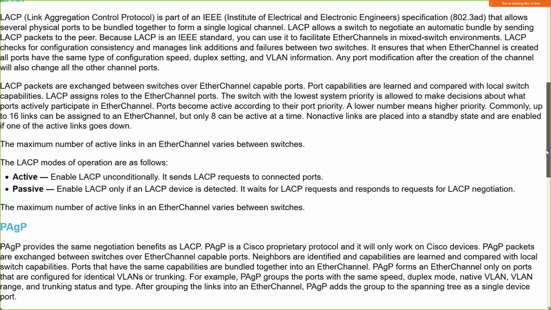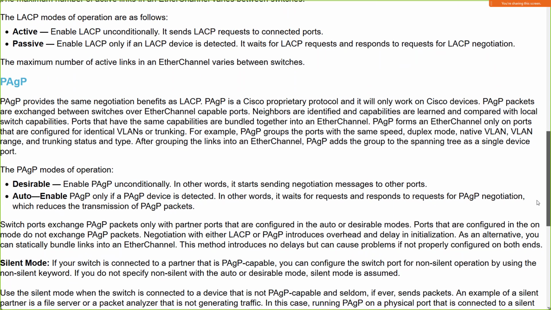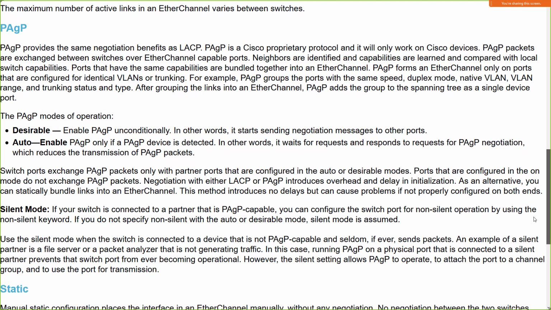With PAgP, that's Cisco proprietary. Again, two different modes in this particular case. Desirable, where we're actively negotiating the EtherChannel. Probably shouldn't use that word, but you get what I'm saying. And then auto only will become part of an EtherChannel if it's told to be part of an EtherChannel. Okay. I haven't done a whole lot of research on this, other than the fact that one is open standard and one is proprietary, which is obvious.